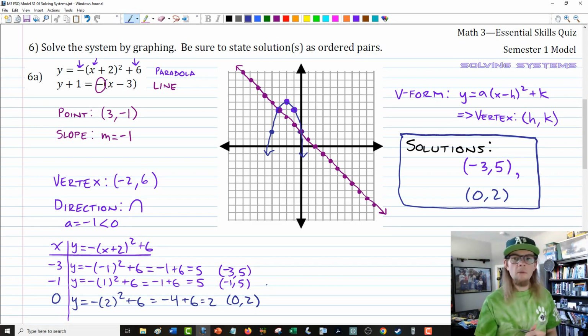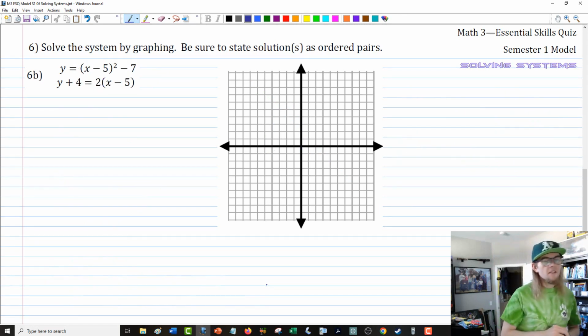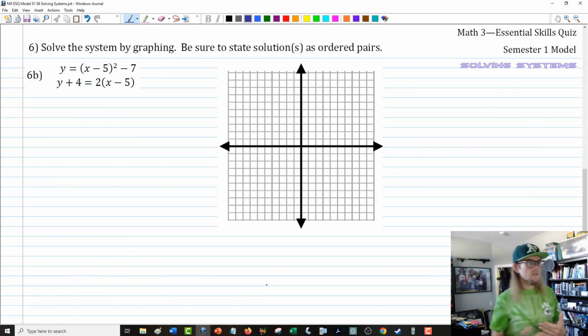We had a negative parabola, or a sad parabola. We had a line with negative slope. We were able to find their intersections. It takes a little bit of work, of course, and we do expect you to graph the full thing. But again, we're able to find our solutions pretty precisely, which is nice, not going to lie. That's going to take us to 6b, which is asking us to do the same thing.